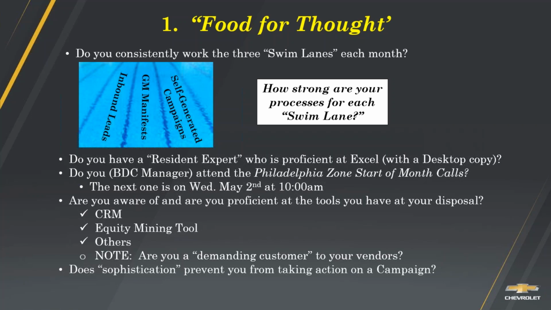Another quick question: does sophistication prevent you from taking action on a campaign? I think sometimes people get static and they almost freeze because they look at something like eStrike, or a CRM tool that they're not real familiar with. But we pulled merely 120 names of Silverado owners who look like they're ready to buy. Well, of those 120, we had 78 emails, probably 65 or 70 of those are good emails.